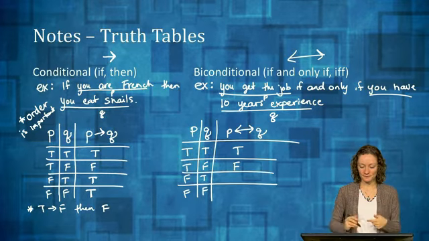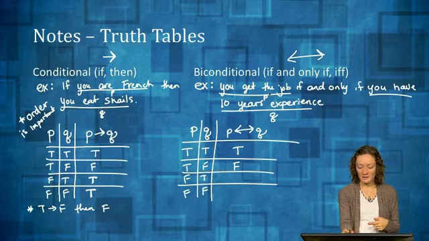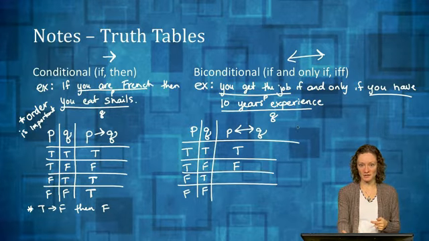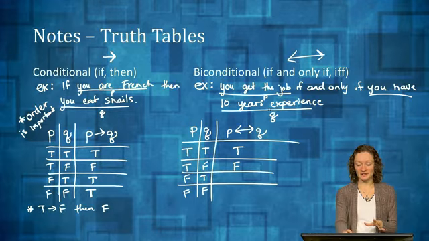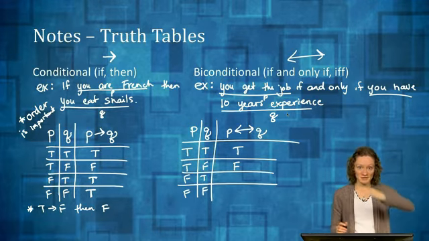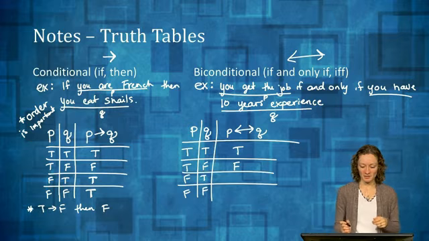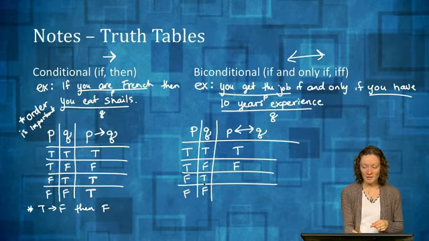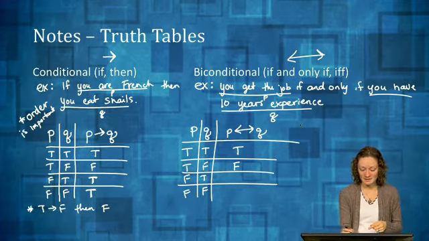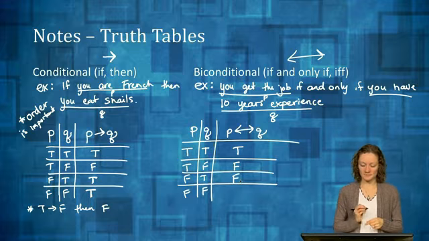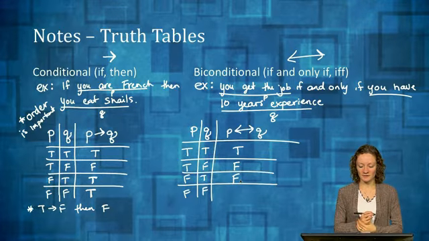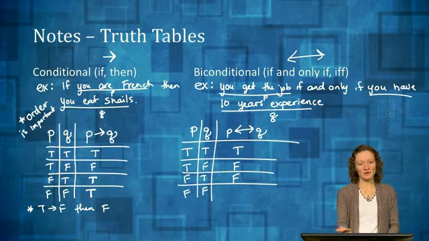Third scenario, it's false that you get the job and true you have the 10 years experience. Definitely something that could happen, but the way this sentence is set up means that experience leads to the job and the job means you had the experience. So you didn't get the job, but you had the experience, so that statement is a lie. False.